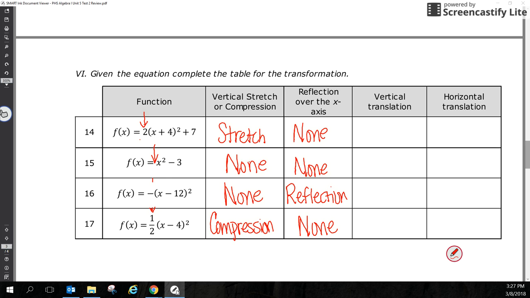All right. Vertical translation, remember that's the same thing as a vertical shift. So for our vertical shift, we're looking out behind the x squared to see if there's anything back there.